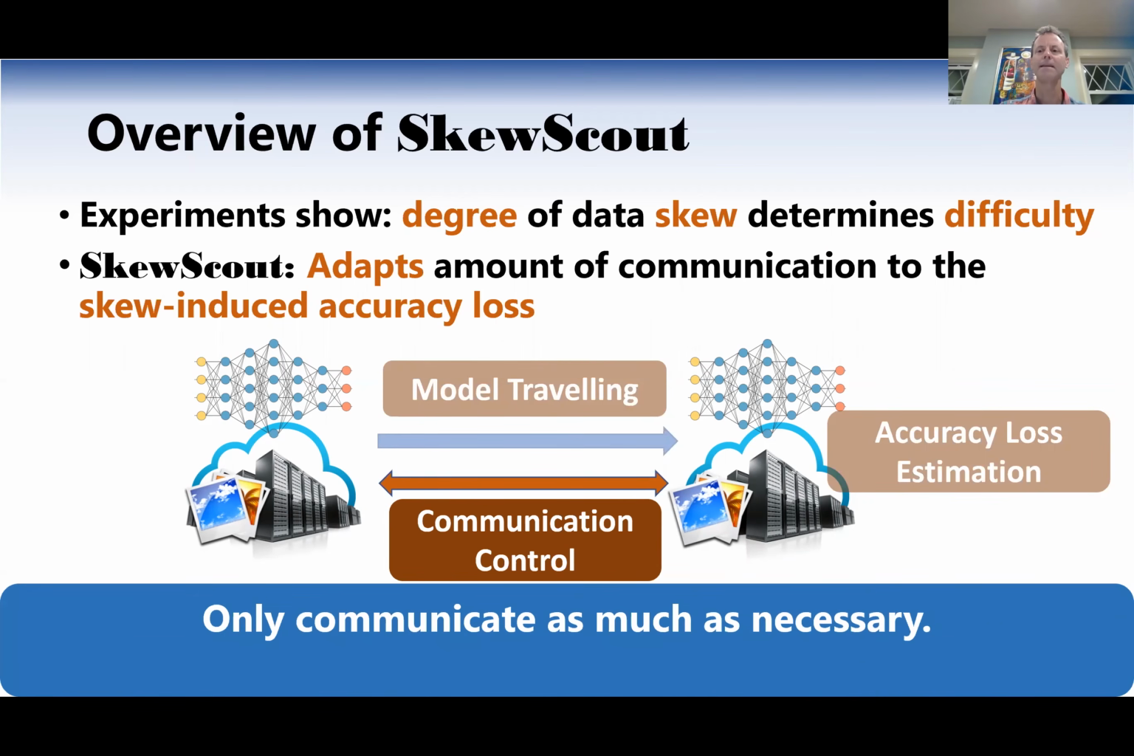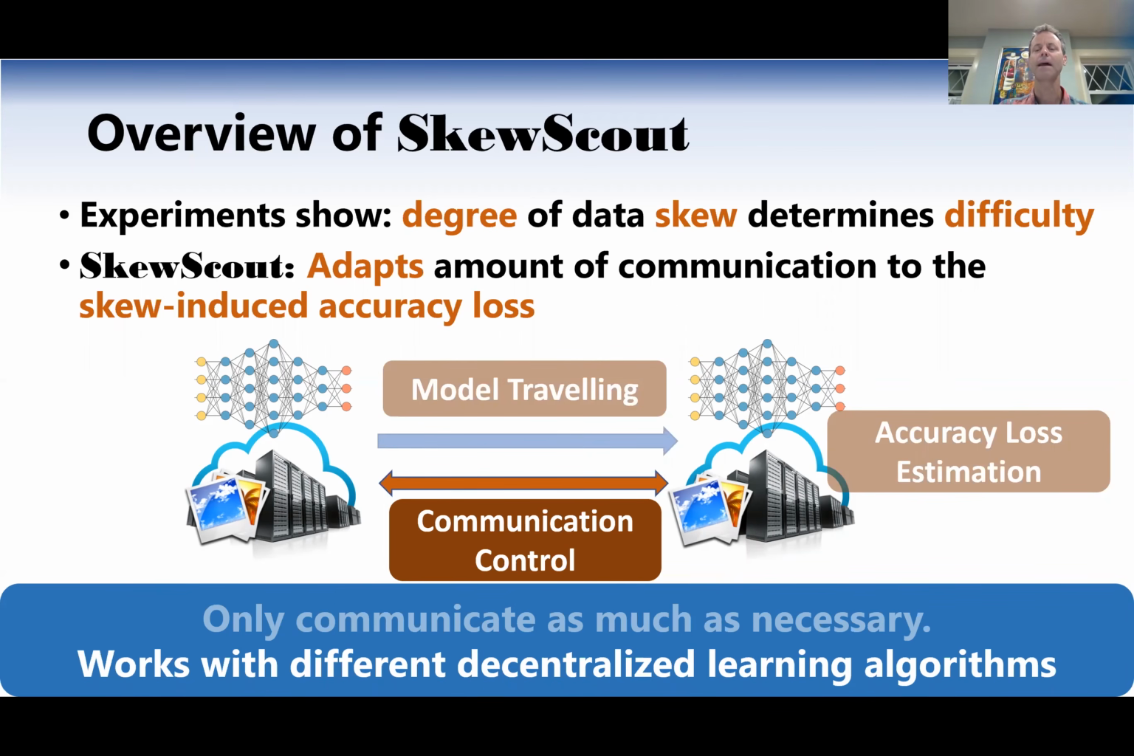Okay, so basically the idea is we only want to communicate as much as necessary, and note that this is agnostic to the actual decentralized learning algorithm you use, as long as there's a knob with which you control communication.